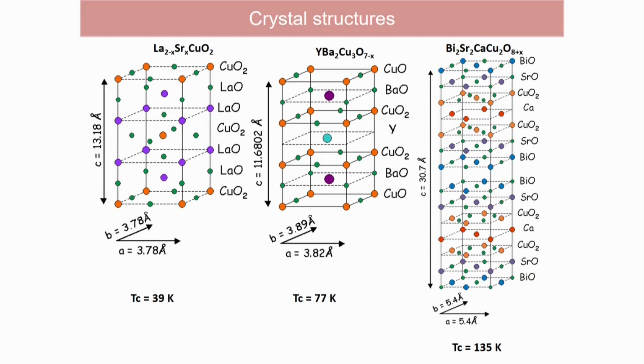These are some layered structures of these high Tc materials. The essential ingredient is a copper oxide plane in all of them. They have a Tc of about 40 Kelvin, 77 Kelvin and 135 Kelvin. There is lanthanum strontium copper oxide, called LSCO, and yttrium barium copper oxide, called YBCO, and bismuth strontium calcium copper oxide, called BSCCO, and so on.